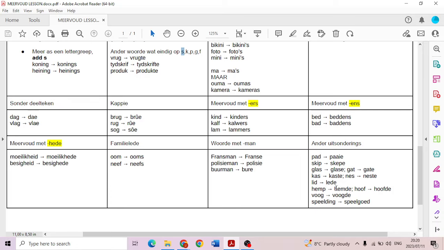Hemp, hemde. So the p falls away and you are left with the de. And then woof becomes woofde as well as voeg. So a woof and voeg, they take on the same change. And then speelding, the ding becomes goed. So speelding word speelgoed. So as jy al hierdie reëls leer, dan hoef jy nooit weer meervoude te leer nie, want jy weet nou wat om te doen.